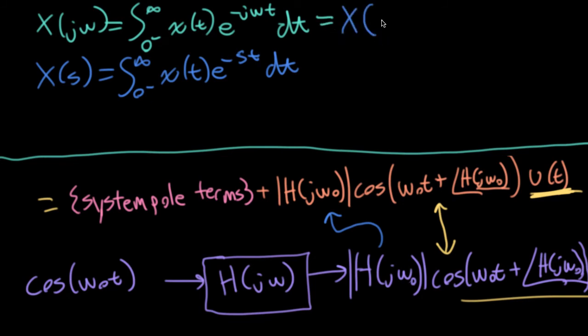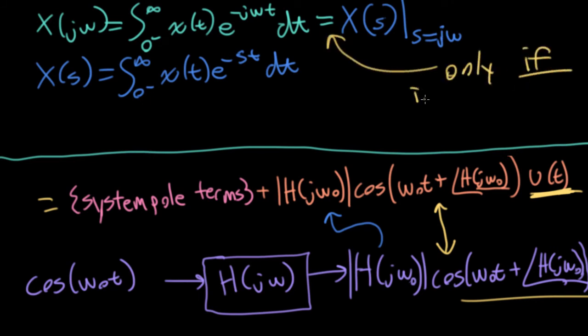And indeed, you can get the Fourier transform of a function by evaluating it at s equal jω. But there's a huge caveat on this. This only works if the imaginary axis is in the region of convergence.